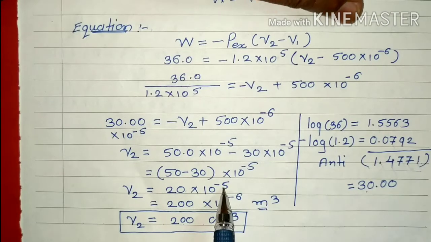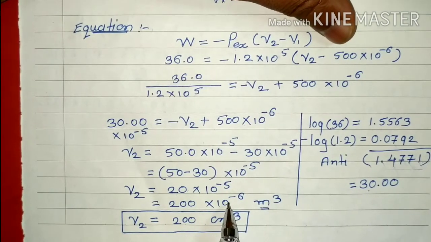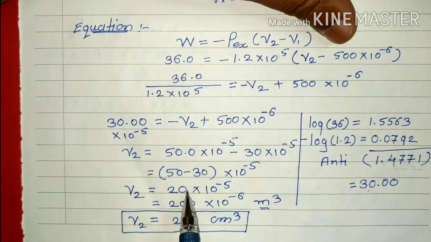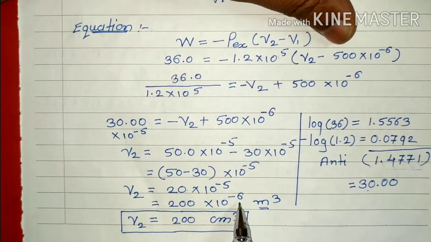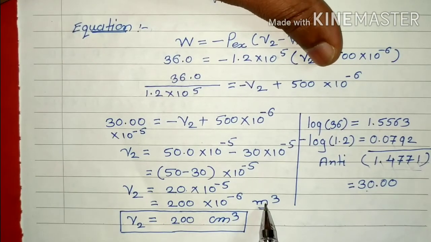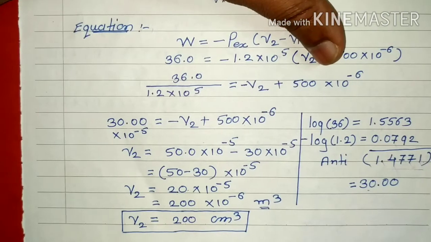Now convert this 10 raised to minus 5 into 10 raised to minus 6. If the decimal point is moved towards the right hand side by 1 digit, then you get 10 raised to minus 1. So 10 raised to minus 1 into 10 raised to minus 5 is equal to 10 raised to minus 6 meter cube. Here the unit is meter cube. So V2 is equal to 200 cm cube. So this is our final answer.